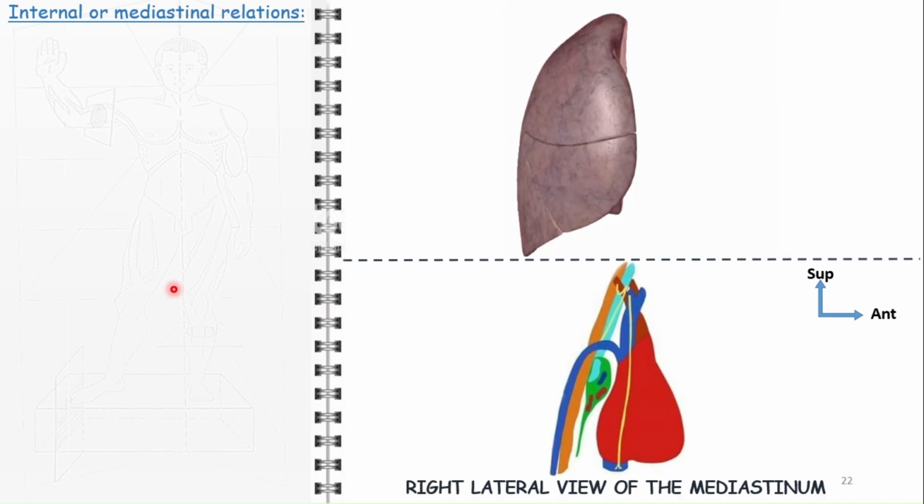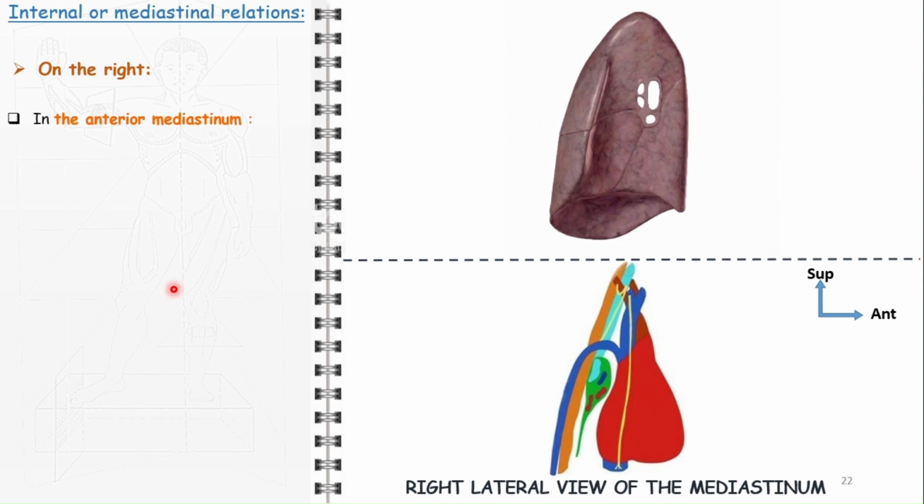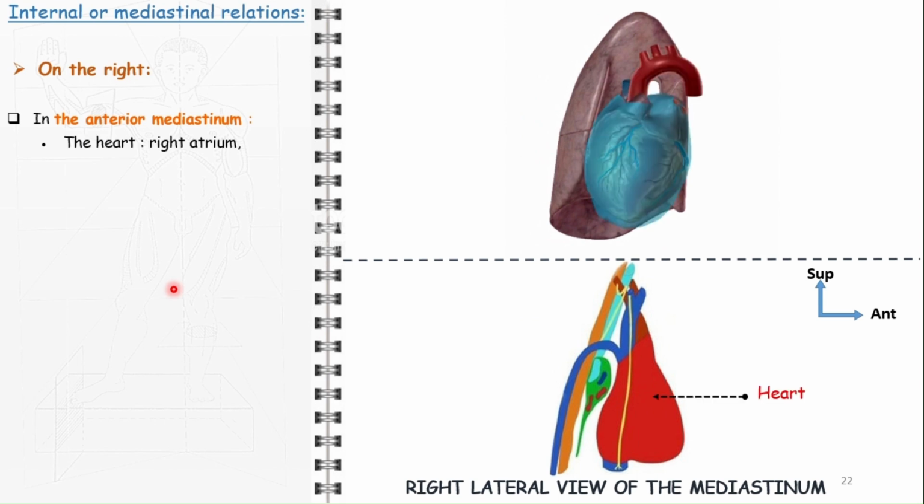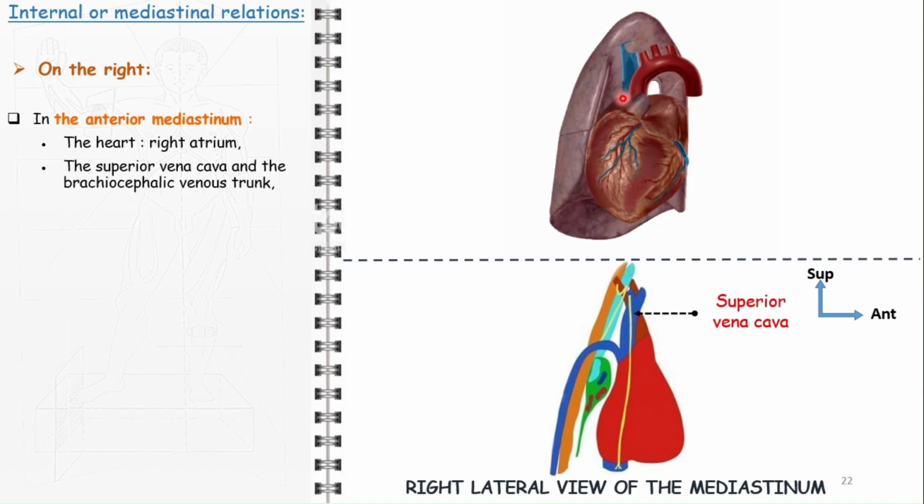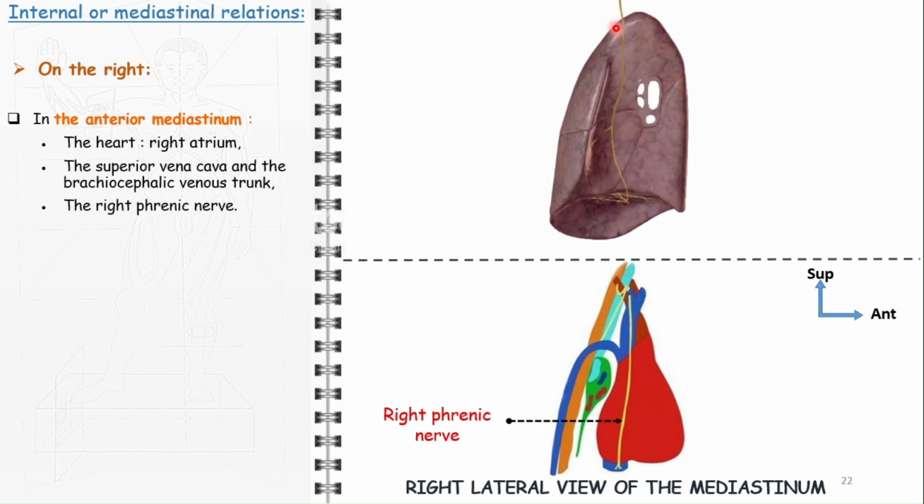On the right, it is in contact with the components of the anterior mediastinum, that are from bottom to top: the heart, via the right atrium, the superior vena cava, the brachiocephalic venous trunk, and the right phrenic nerve.